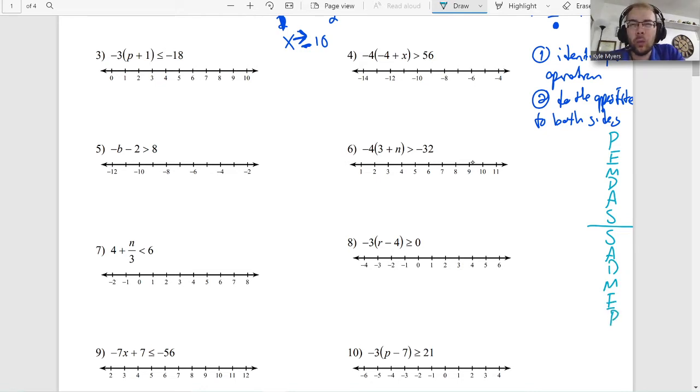Simplifying is when you do something to one side of the equation at a time. Like number 3, I'm about to distribute that negative 3 into the parentheses. Well, when I do that, I'm not affecting the negative 18 at all. I'm just distributing the negative 3, and distributing is multiplying. So that would be the M in PEMDAS. Okay, it is a parentheses, but there's nothing to do inside the parentheses, and there's no exponents, so M is the first step here. So negative 3 times p is negative 3p. Negative 3 times 1 is negative 3.